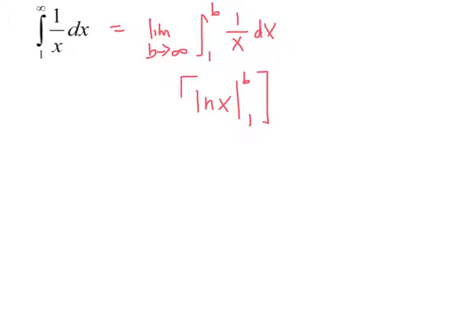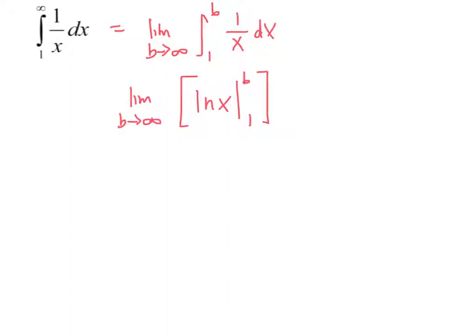So in this case, we have 1 over x, and once again, I'm going to start by rewriting with a limit statement. Now we all remember, hopefully, the antiderivative of 1 over x is natural log, evaluated at b and 1. I'm not really doing anything with that limit statement yet. That will come later.